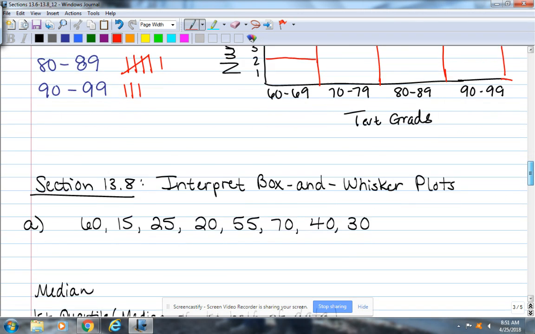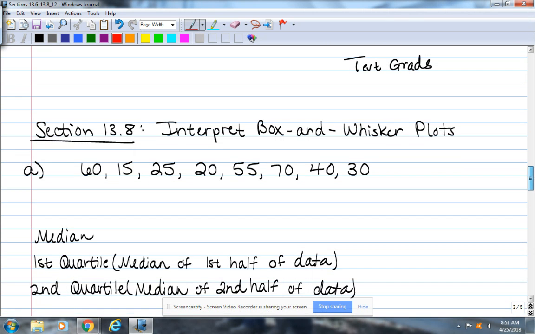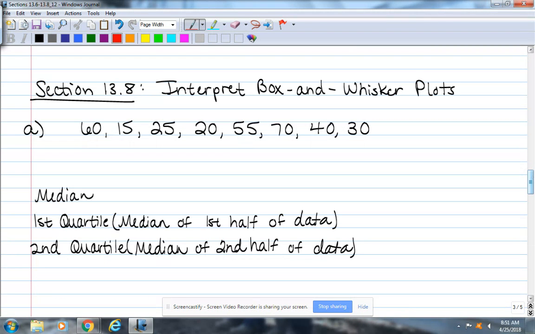All right, everyone's favorite. Section 13.8, box and whisker plots. Now, these have been on your state test before, and these have also been on practice tests. Okay? I've never seen a real test, so I don't know if it's on real tests, but they have been before. And I know they're on practice tests. So we need to talk about box and whisker plots today. Can y'all remember anything about box and whisker plots?